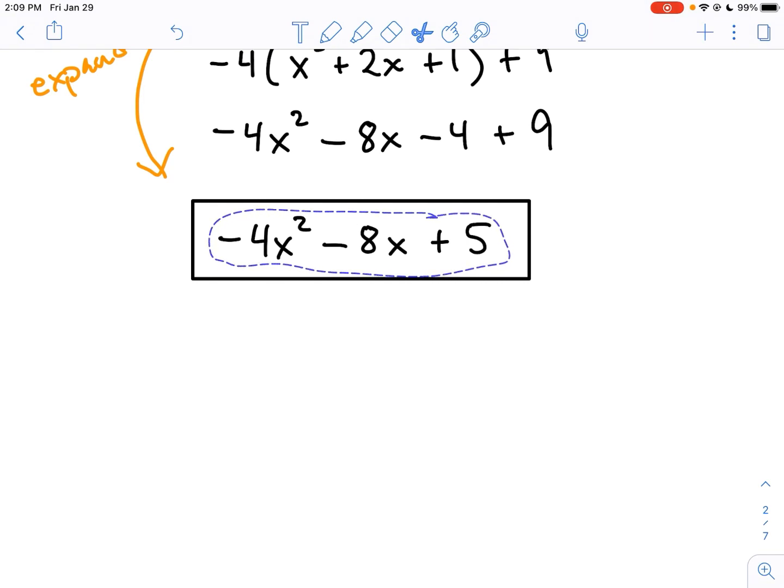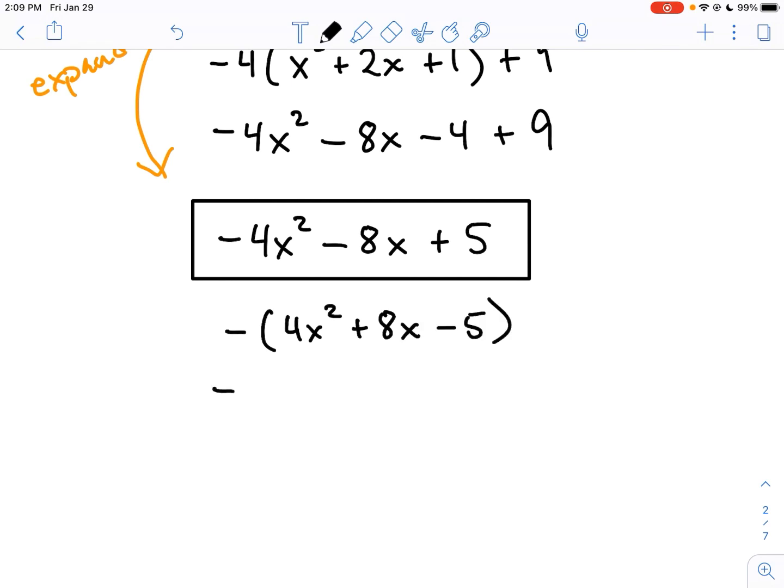If you see anything that's common, any number that divides into all 3 of the coefficients here, then you want to factor that out. Also, I recommend if the leading coefficient is negative, then begin by factoring out a minus sign. So that leaves negative and then parentheses 4x squared plus 8x minus 5. Now I want to try to factor this. There are several ways this might factor.